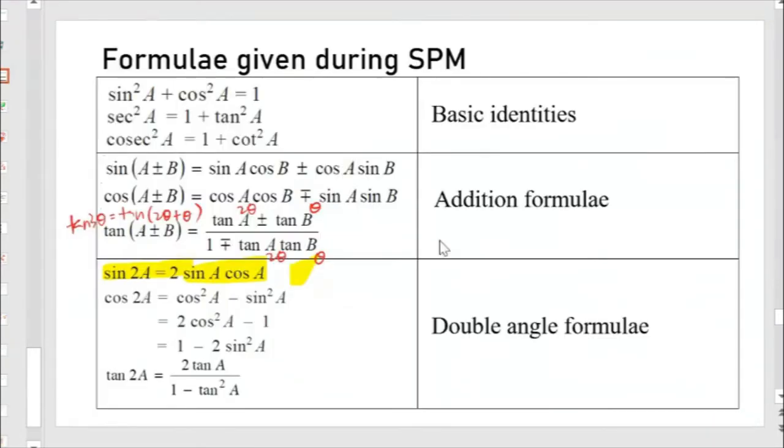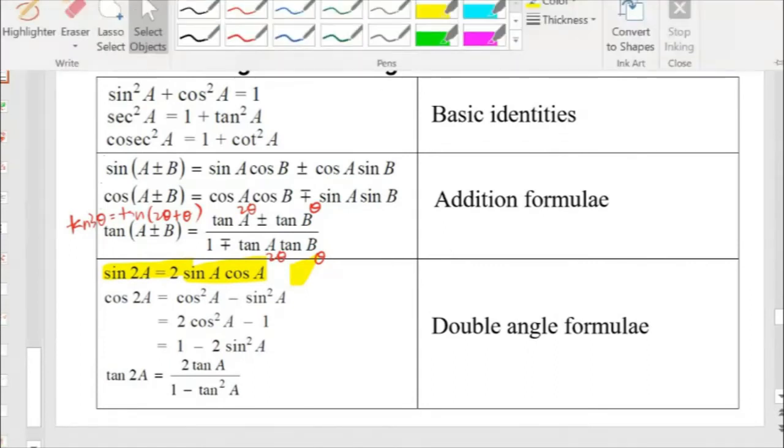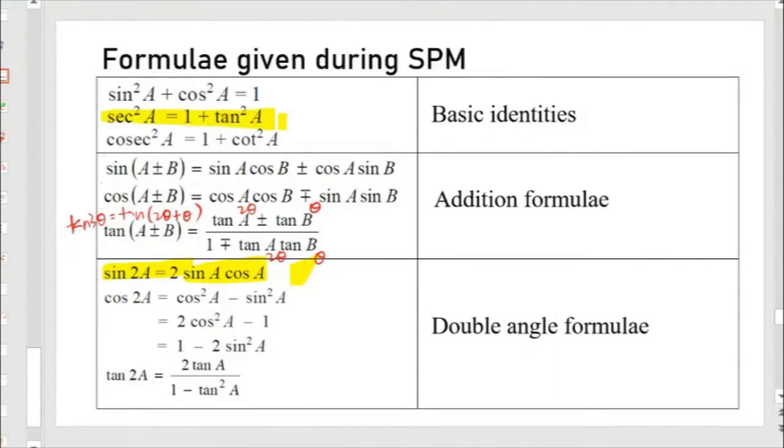Okay, we go back to this one. Which one has the relation with secant and tangent? We can change the secant squared to tangent squared, for example. Which one? Basic identities, addition formula, or double angle formula? Yes, from the basic identities for secant. This one: secant squared equals 1 plus tangent squared. Can you see this? So go back to the question now.